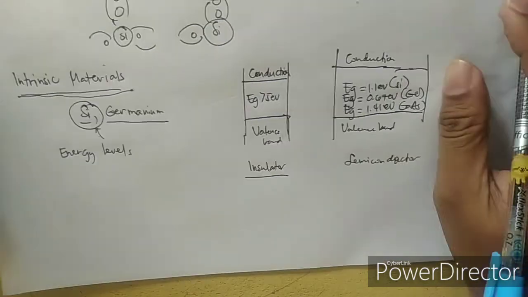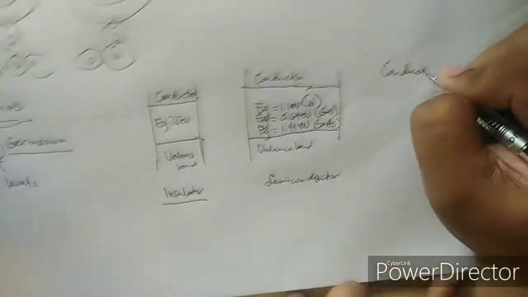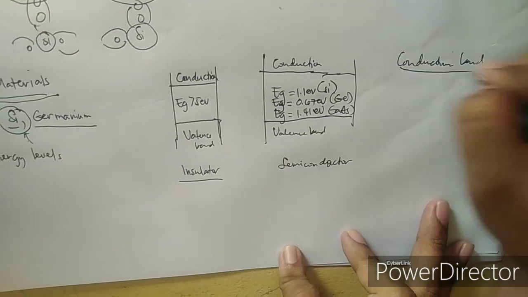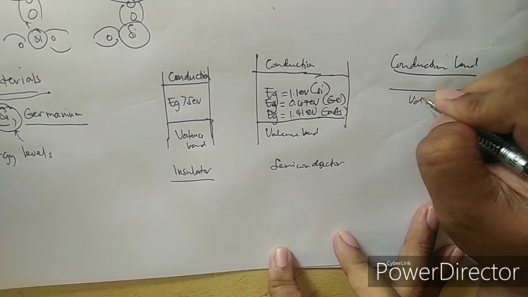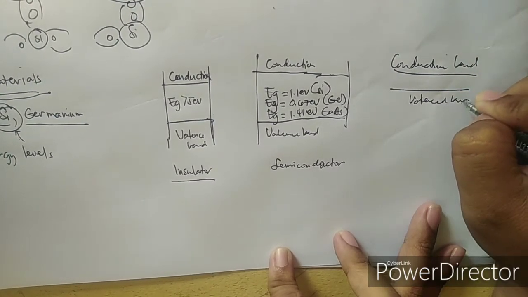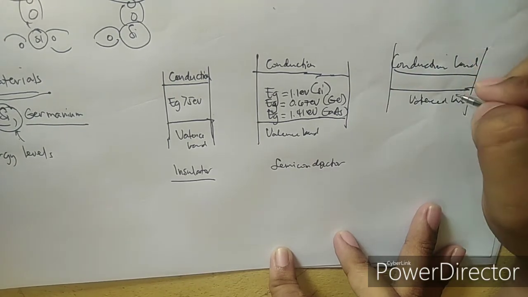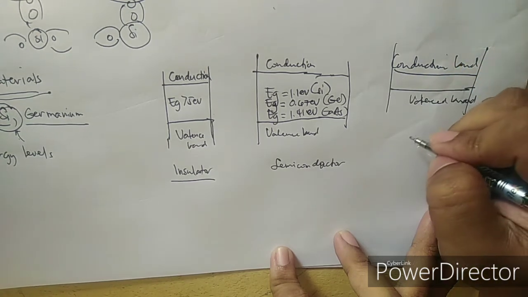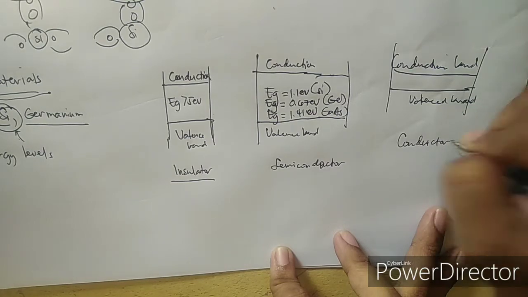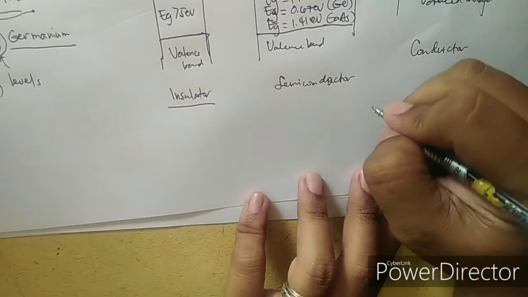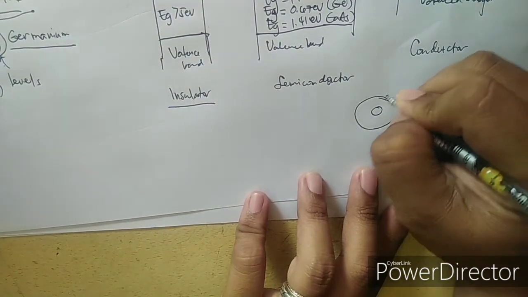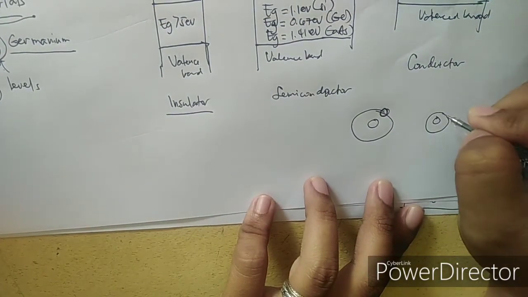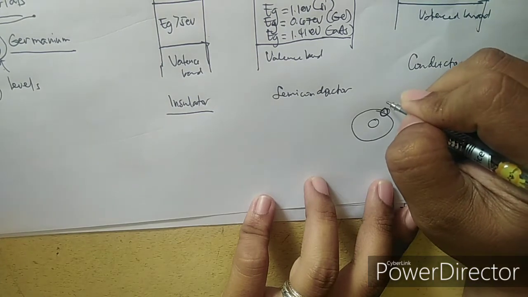But if the conduction band and the valence band are so narrow, the gap between the conduction and valence band is so narrow that they almost overlap, meaning this is a conductor. Imagine a silicon atom, this is an electron, the valence electron. In order for this electron to jump to another atom, it needs more energy.